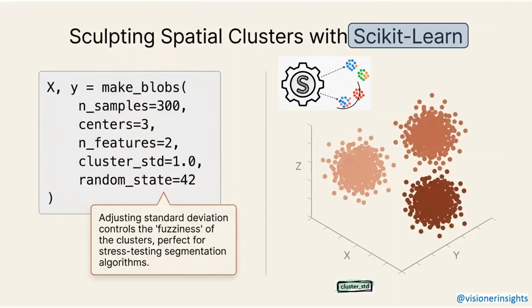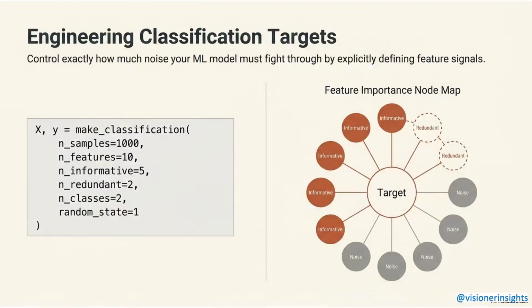And then there's make_classification, which lets us take it a step further. Here, we can precisely control everything. How many of our features are actually useful, how many are redundant copies, and how many are just complete noise. This lets us engineer a very specific challenge for a model, so we can really test if it can find the signal hidden in all that noise.